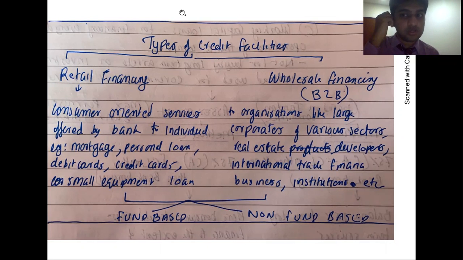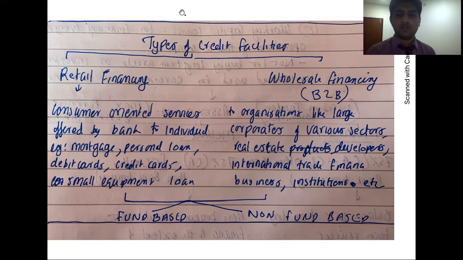Then personal loan. Personal loan is an unsecured loan. It is given based upon the credit history of the borrower. Debit cards, credit cards. Credit card is also an unsecured loan. We are giving based upon the past history. A debit card is nothing but a facility given to the customer on a normal account where they can withdraw money that is in the account itself. That is not a working capital facility or a term loan facility. It is purely a bank account from which the customer can withdraw. Then small equipment loan. These are all called retail facilities.